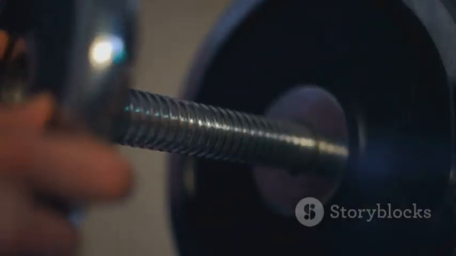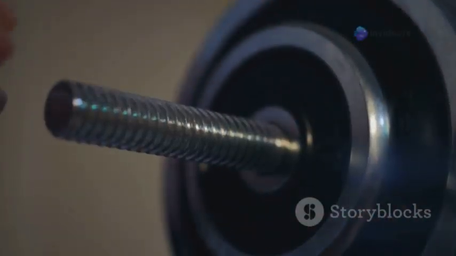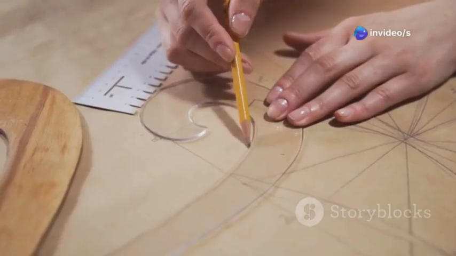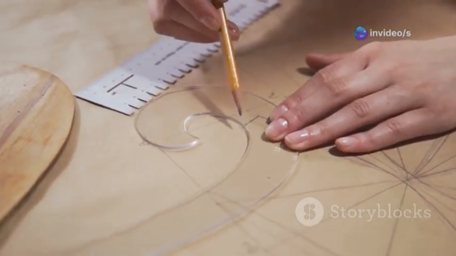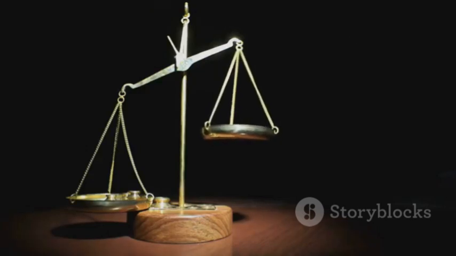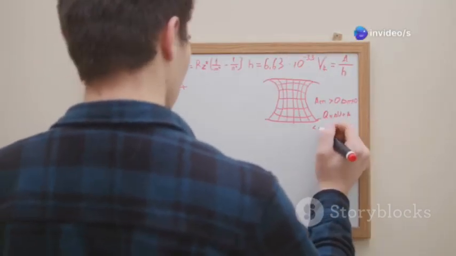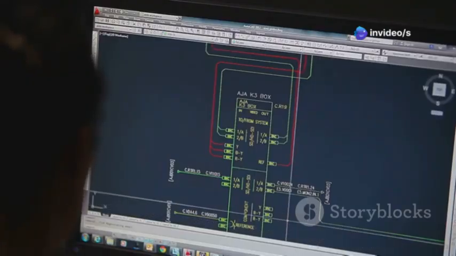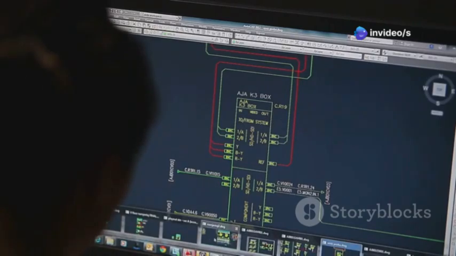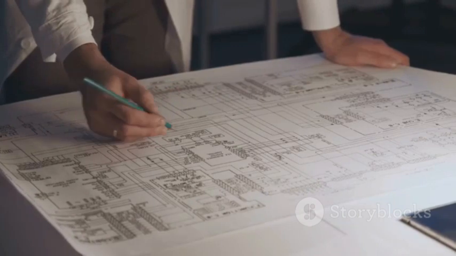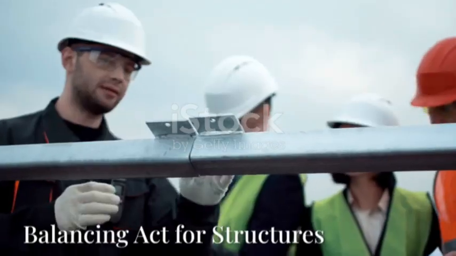For a uniformly distributed load, where the weight is spread evenly across the beam, the shear force diagram will be linear, and the bending moment diagram will be parabolic. On the other hand, a concentrated point load will result in abrupt changes in shear force and a more complex bending moment diagram. Understanding this relationship between load, shear force, and bending moment is crucial in structural analysis. It allows engineers to predict how a beam will behave under different loading scenarios and design it accordingly.